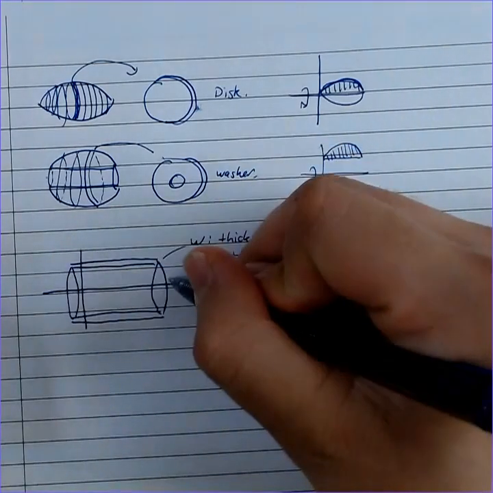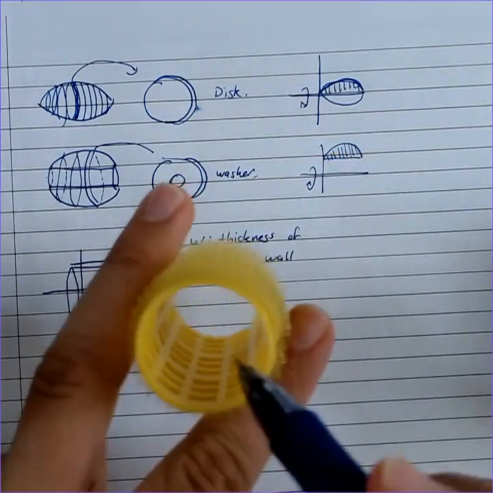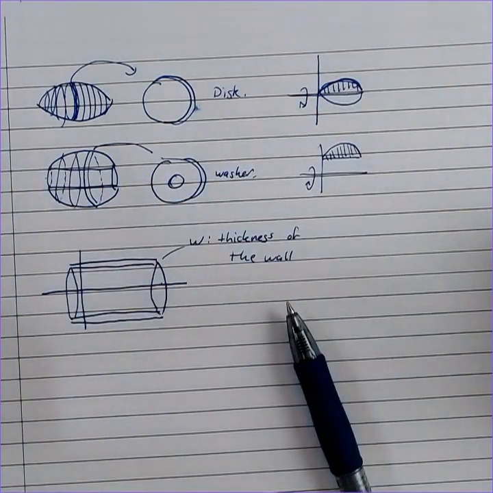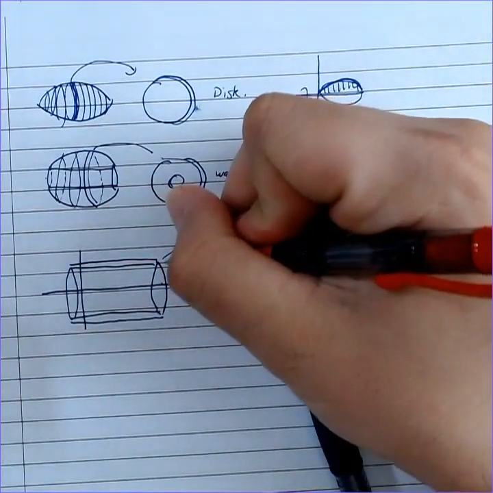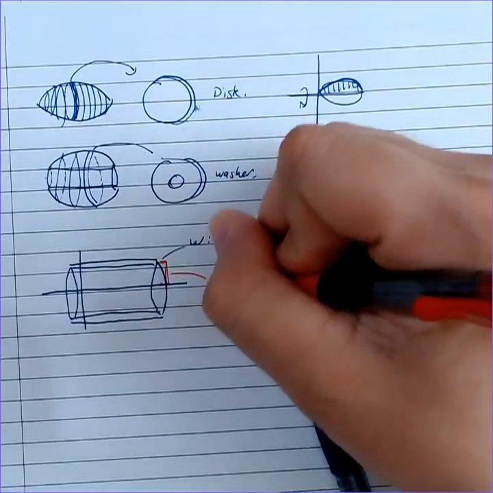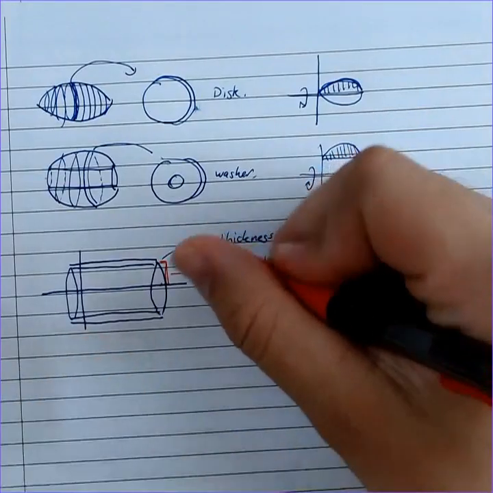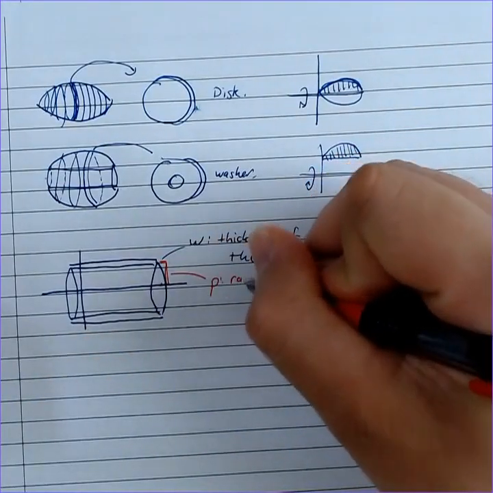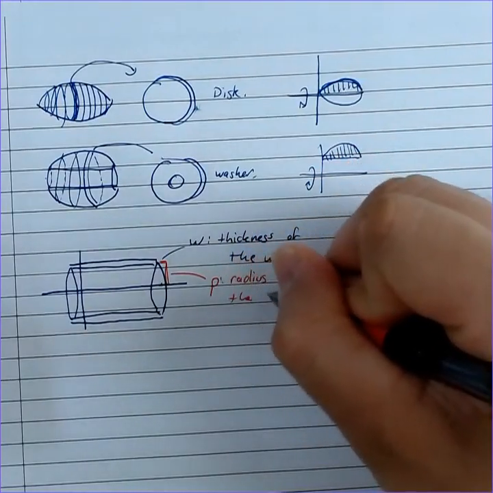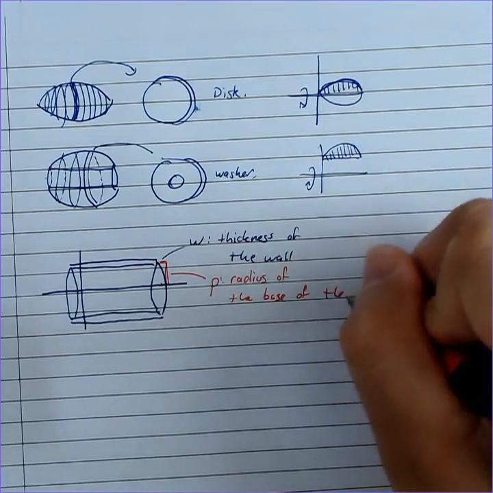So I also want to quantify the distance from the center to the outside. After all, that's what a radius is, right? From the center to the outside. So we'll call that P. Why P? Why not R for radius? I don't know. That's what the book uses. Here they use the letter P for the radius of the base of the shell.